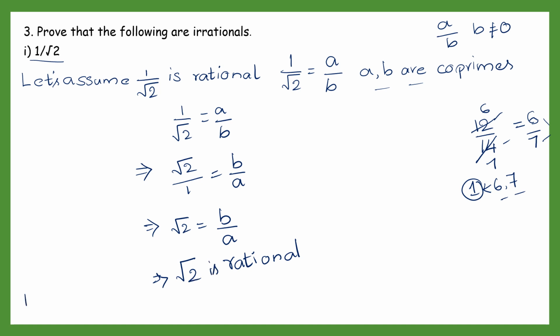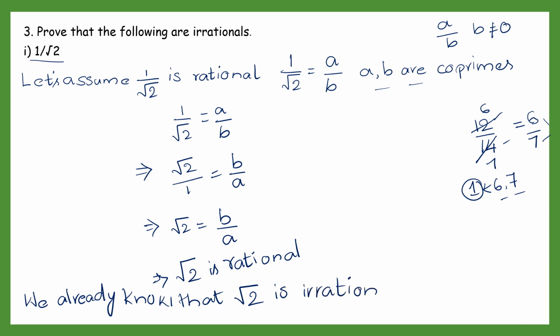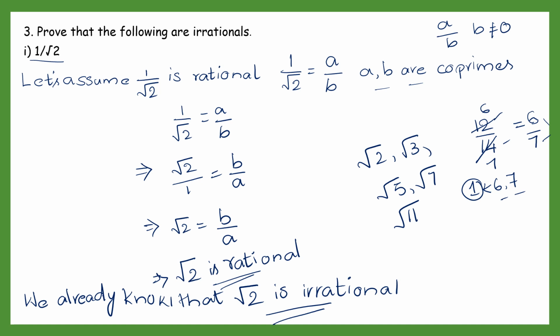But we already know that root 2 is an irrational number. We already know this in 9th class. Root 2, root 3, root 5, root 7, root 11, all these are irrational numbers. But we got that root 2 is rational, while root 2 is an irrational number. So, this is contradictory.